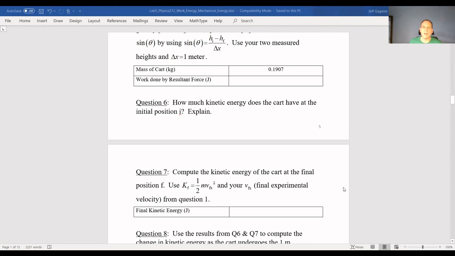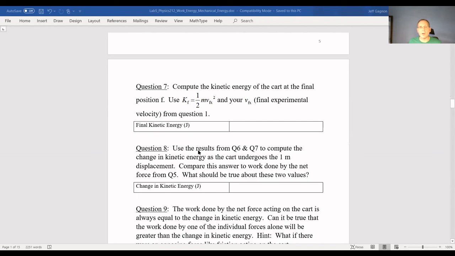Then question 6, how much kinetic energy does the cart have at the initial position? Remember, the cart is starting at rest, okay? So then you want to explain that. Question 7, compute the kinetic energy of the cart at the final position. So we just use the formula for kinetic energy, 1/2 mv squared, where the velocity, the final velocity, just use the one from question 1, your experimental final velocity, when you do this computation.